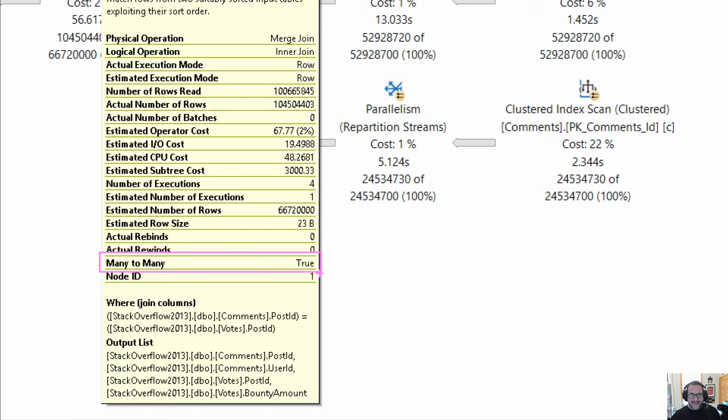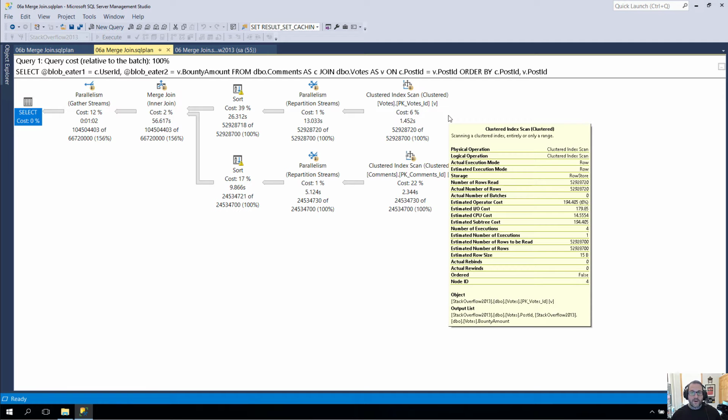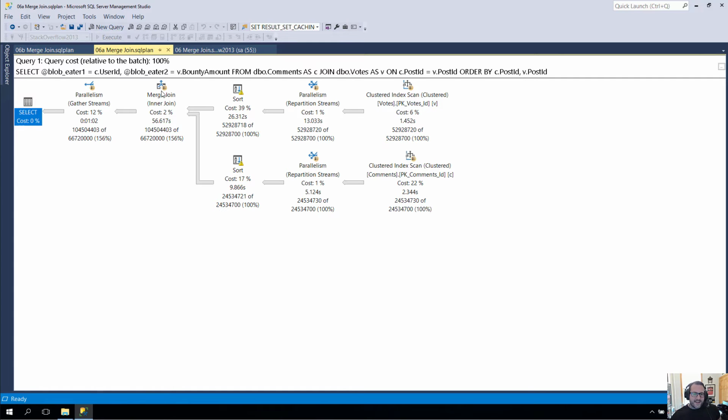And what many to many means is that there are duplicates on the outer side of the merge join. This is where many to many matters. Now, SQL Server has choices. It could have stuck some sort of aggregation on one side or the other, and it could have eliminated duplicate values to make it a non-many to many join. You won't see this if you join a unique index to a non-unique index, because this won't be many to many, it'll be one to many. But anyway, for this merge join, we can see that it is many to many.